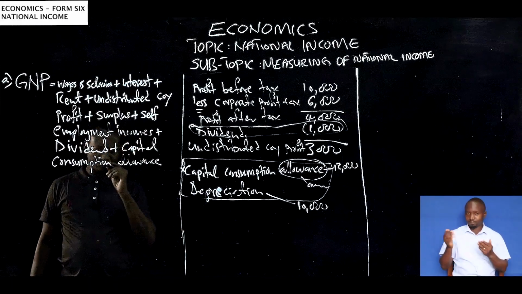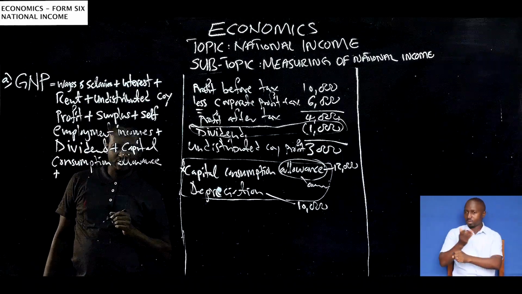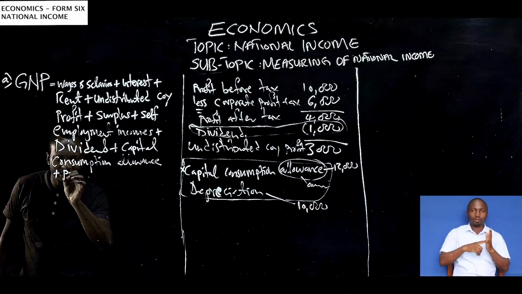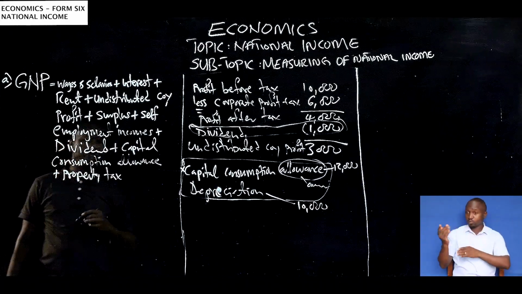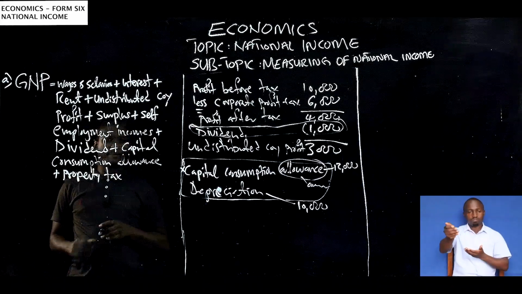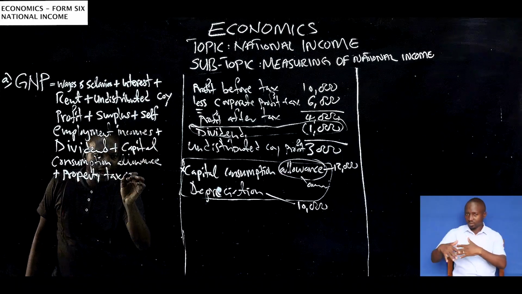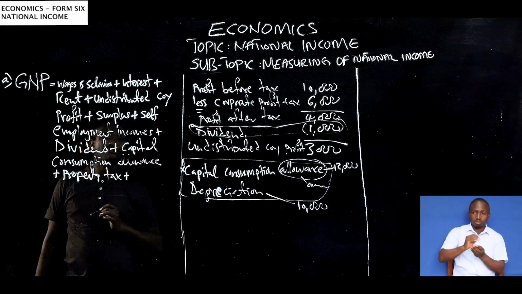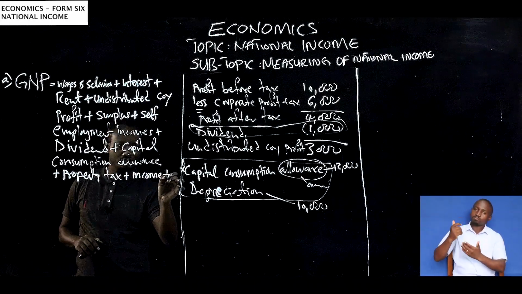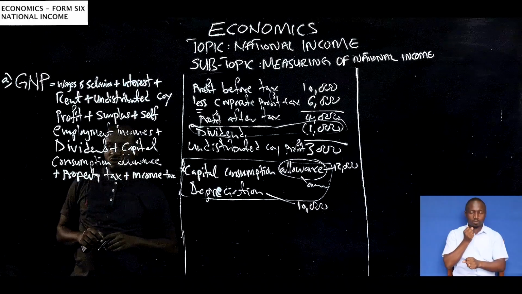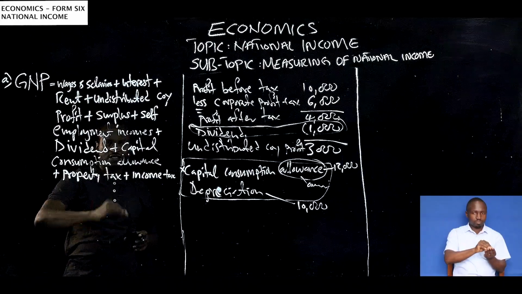So here we add other incomes from government, like property tax. Property tax is collected by government from people's properties, from business properties. And then we add tax collected from people's incomes. We call it income tax. We add income tax, or we can say personal tax.